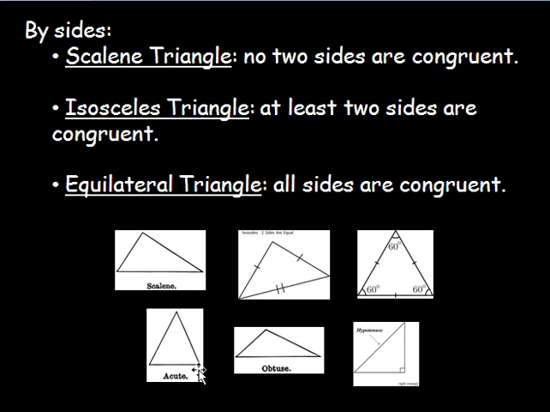Here's an example of an acute triangle. All the angles are less than 90 degrees. We could also say this for this triangle, acute as well. Here's an obtuse triangle. There's our one angle greater than 90. And here's our right triangle. Notice the one angle down here in the corner showing that it is 90 degrees.